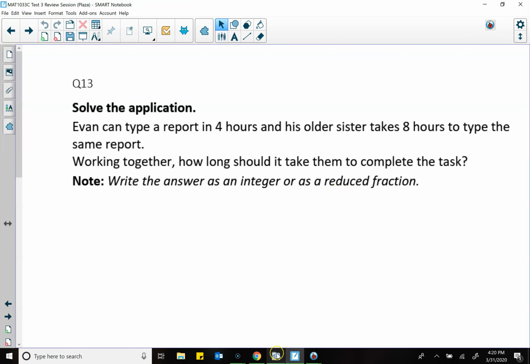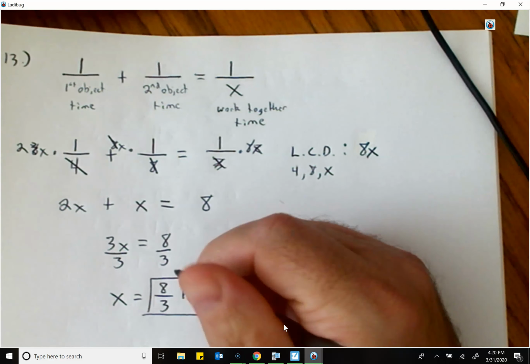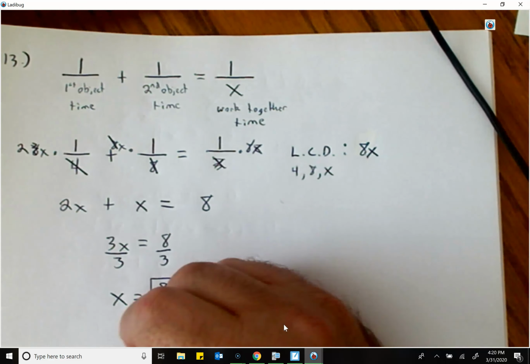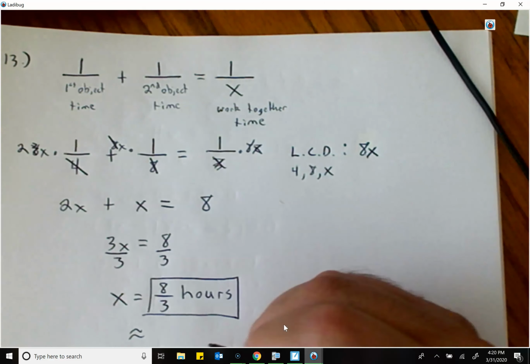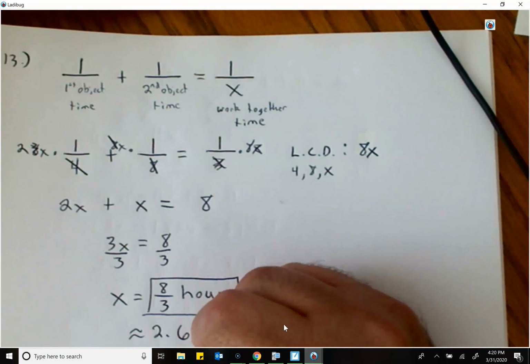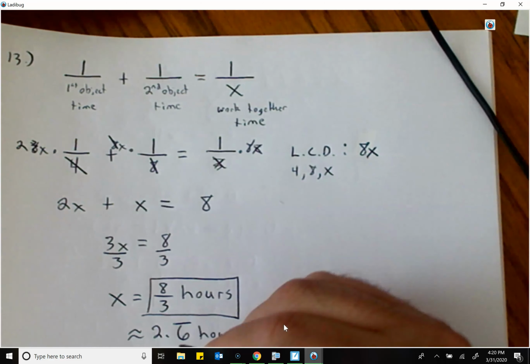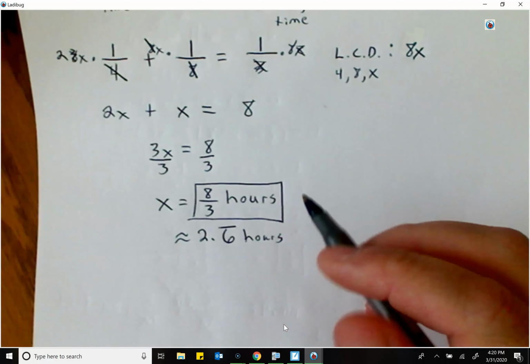Although that's weird, thinking about this as a real world problem. Why would anyone say it takes us 8/3 of an hour to work together? That's just weird. So, really, a better answer would be that it takes 2.6 hours. It's actually 6 repeating, just so you know. That would be an even better answer, but they want the fraction, so we have to leave it like that.